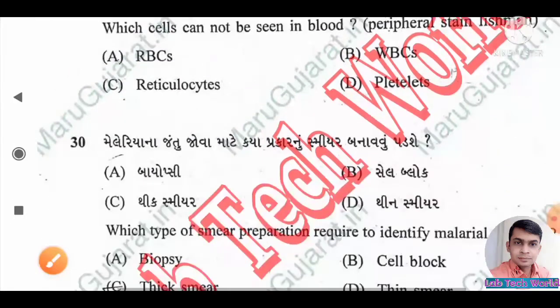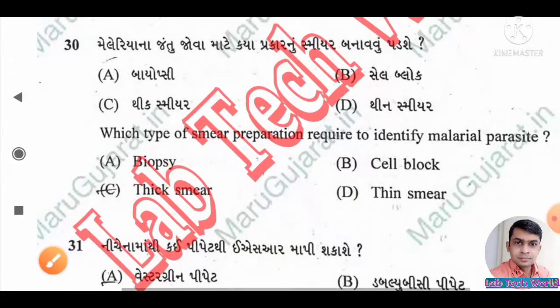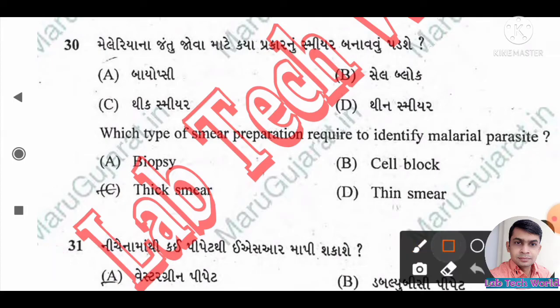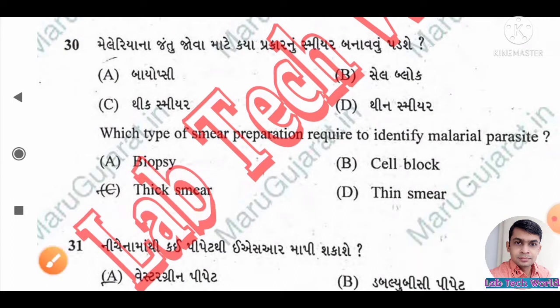Move to the next question, number 30. Which type of smear preparation is required to identify malarial parasite? Option A biopsy, B cell block, C thick smear, D thin smear. And the correct answer for this question it is C. Thick smear is required to be prepared to identify malarial parasite. So option C is the correct answer for this question.